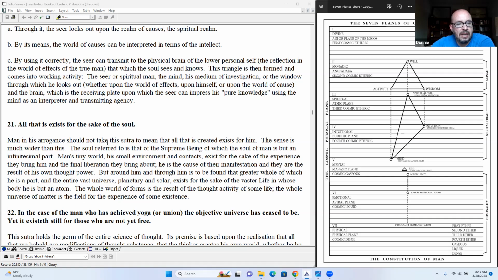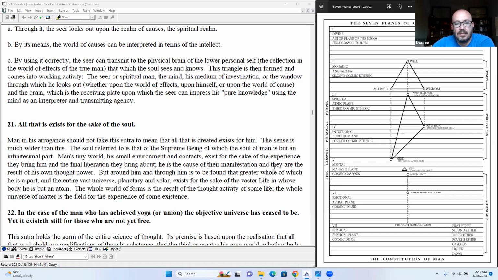Man in his arrogance should not take this sutra to mean that all that is created exists for him. The sense is much wider than this. The soul referred to is that of the supreme being, of which the soul of man is but an infinitesimal part. Man's tiny world, his small environment and contacts exist for the sake of the experience they bring him and the final liberation they bring about.